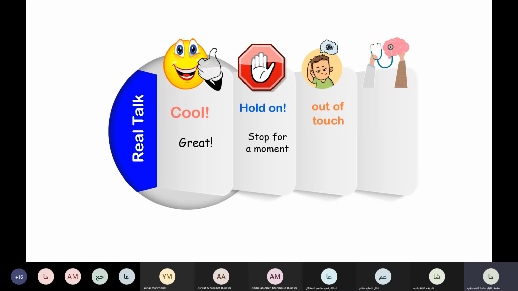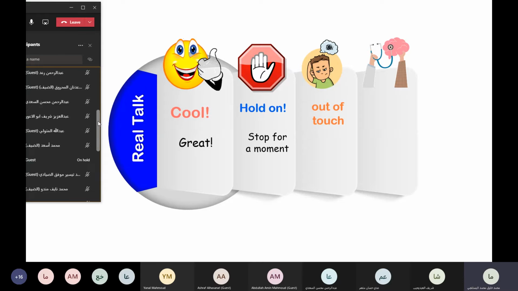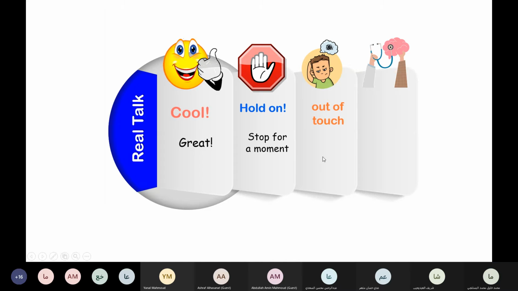The next, out of touch. What does it mean, out of touch? Sharif? Unrealistic. Good. It means you don't have a realistic idea. Unrealistic idea. Good, out of touch. Not having a realistic idea. Good. Reality check. It means an assessment. Yes.